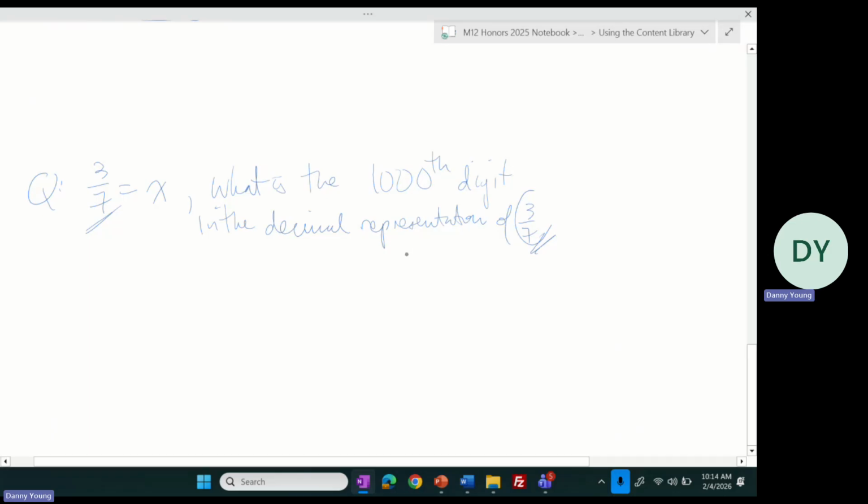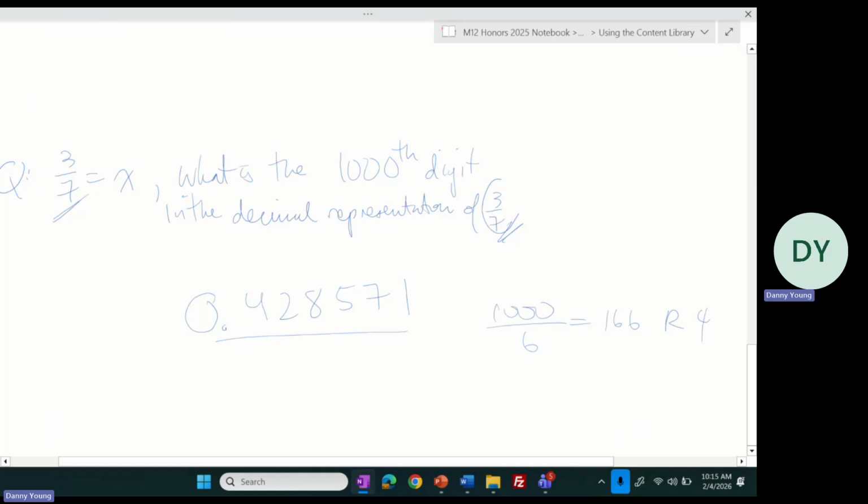Okay, if you're looking for the 1,000th digit, the first one's gonna be 4. You don't begin with a 1. What do you begin with? 4, 2, 8, 5, 7, 1, right? So if you take 1,000 and divide by 6, what's your remainder? 166, remainder 4. You'd count 1, 2, 3, 4, so the fifth one. Make sense? All right.